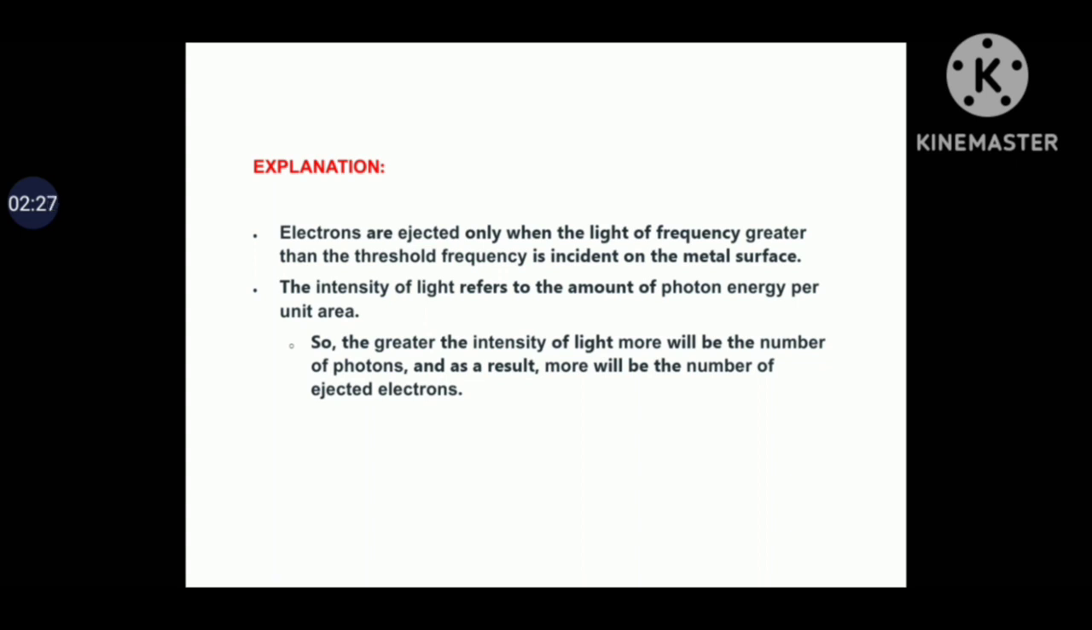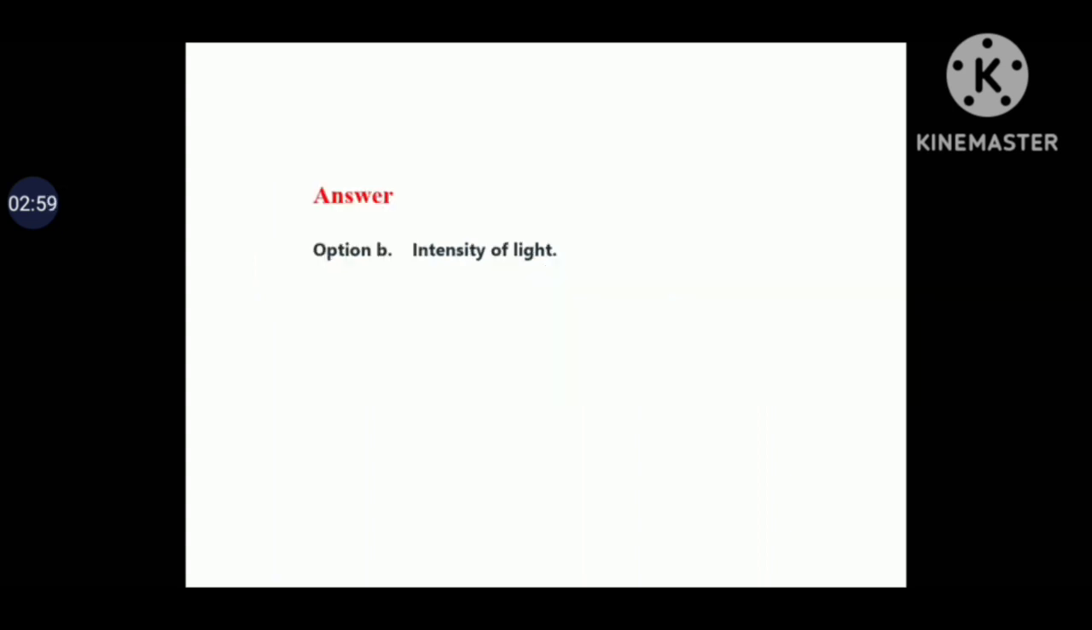Electrons are ejected only when the light of frequency greater than the threshold frequency is incident on the metal surface. The intensity of light refers to the amount of photon energy per unit area. So, the greater the intensity of light, more will be the number of photons, and as a result, more will be the number of ejected electrons. Hence, the correct answer is option B, intensity of light.